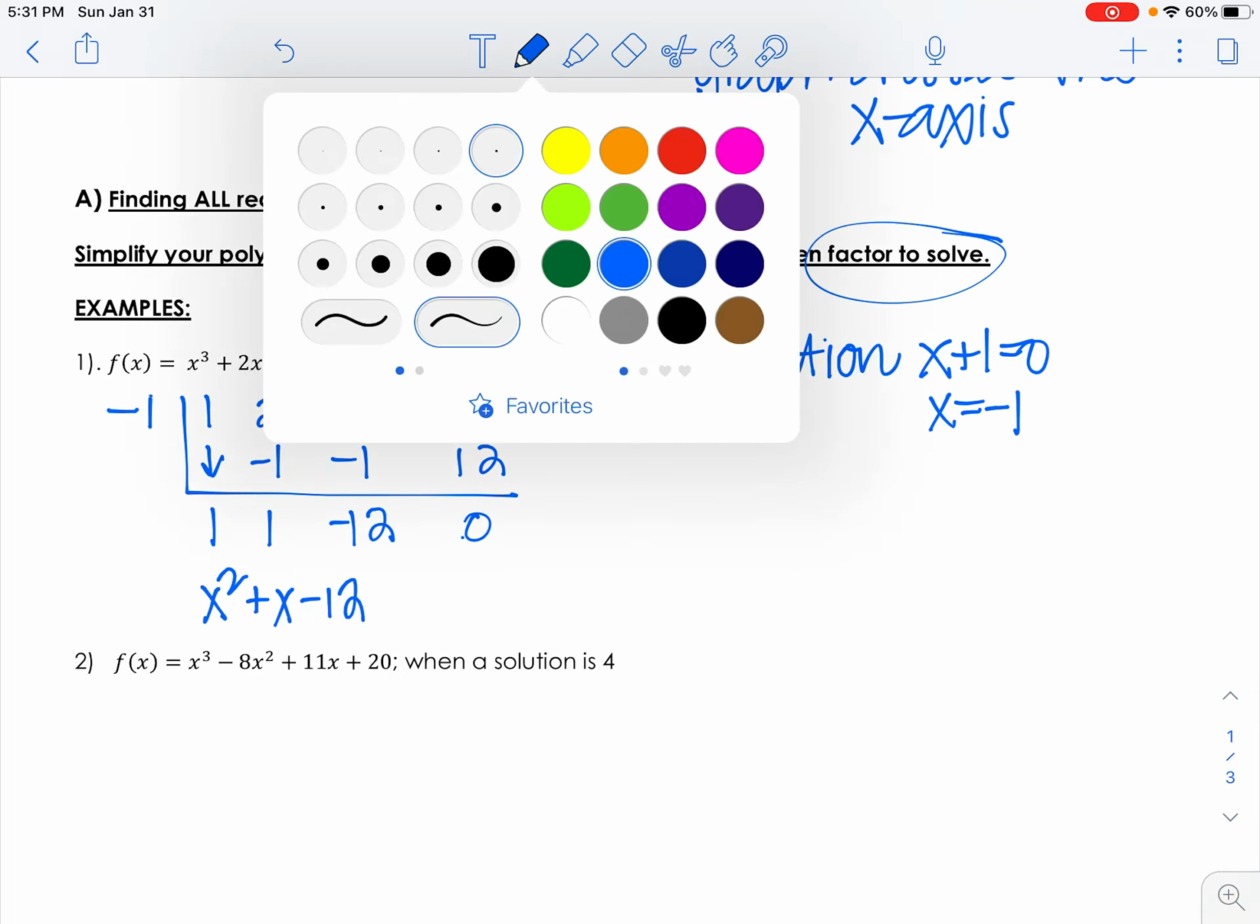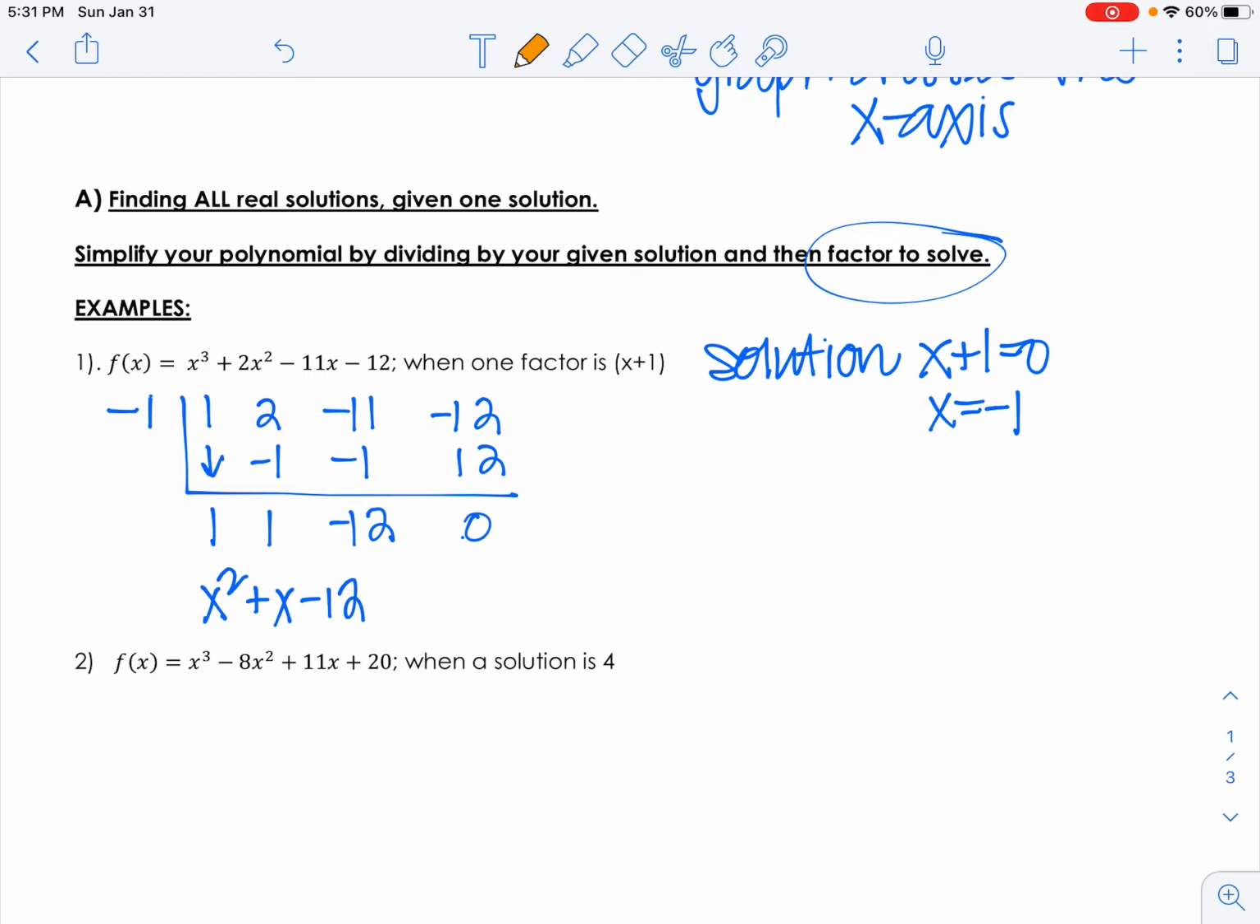Now it says we are going to factor this to solve. You might say to me, Ms. Hurley, we did this last week, and we did. But last week we just factored. We didn't actually solve.